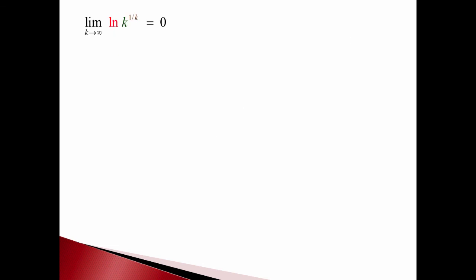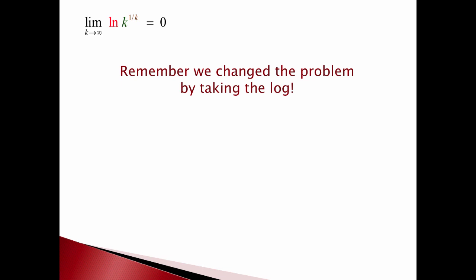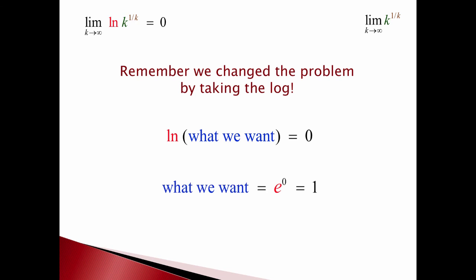So the gist was we took log of the problem we wanted. We were able to see that that limit was 0. But again, that's not the answer to the question we wanted. The question we wanted was k to the 1 over k, not log of that. So just like we had before, log of what we wanted was 0. So what we want is e to the 0. We have to solve for what we want in this equation. Of course, e to the 0 is just 1. So the limit as k goes to infinity of k to the 1 over k is 1.